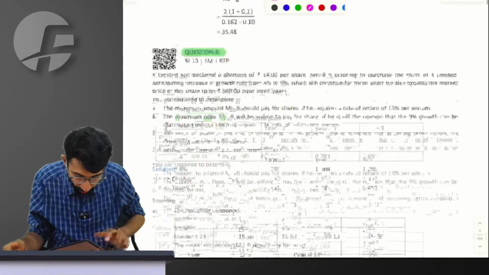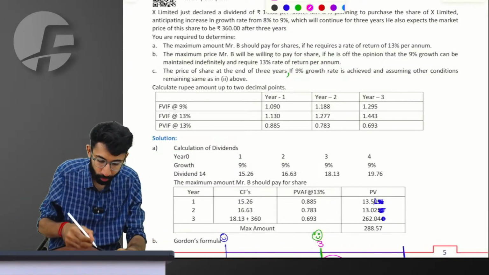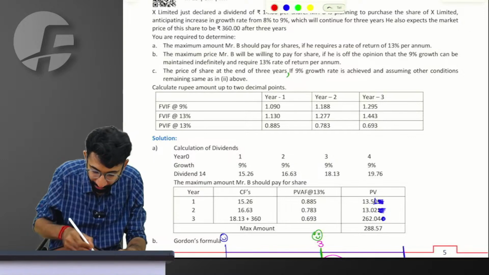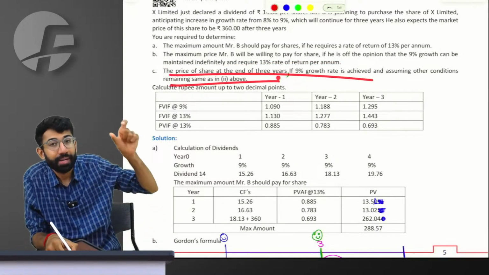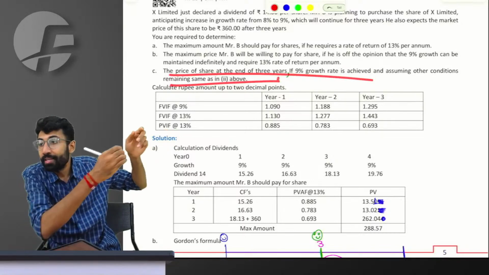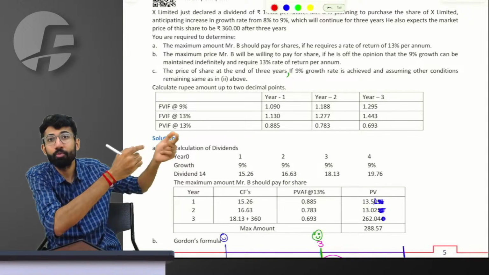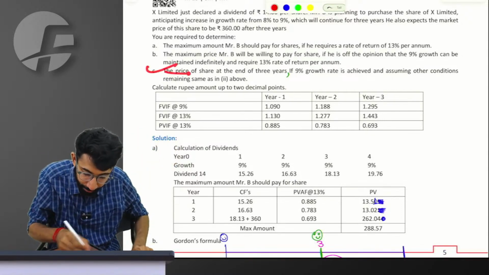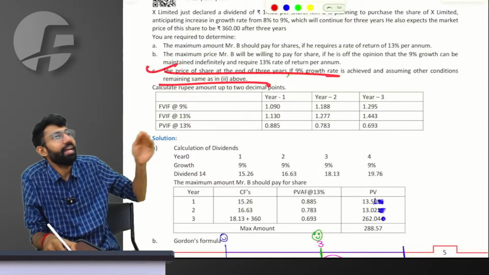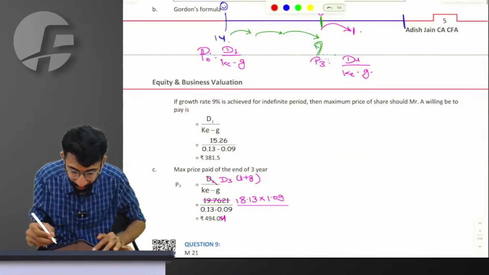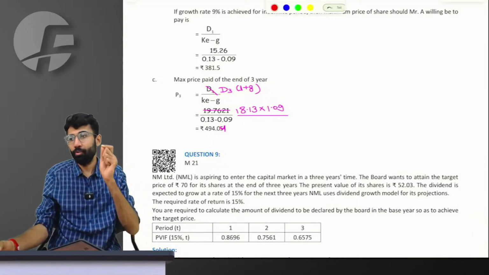Right. So question number 8 gets done. The point I want to teach you in this question is particularly this: if I have to find out the price for a future year, I have to take the dividend one year further ahead. If I want to find out D3, the price of the third year, I will have to take the dividend of the fourth year, for which I simply add the growth of dividends. As we have done in this question, I have taken D3 and added growth to it to find out D4.